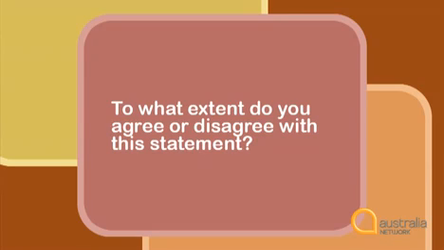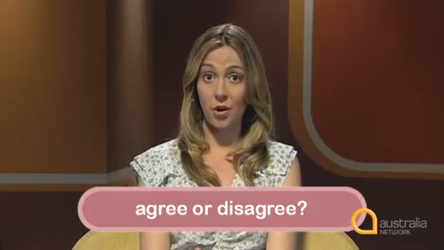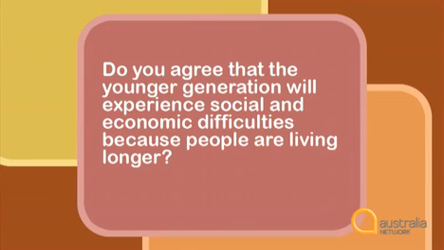The next thing to look at is the question task. To what extent do you agree or disagree with this statement? To what extent means by how much. Here you're being asked to give your opinion about the statement. You might agree with it, or you might think it is wrong. It's a good idea to reword this type of question into a yes-no question, like this. Do you agree that the younger generation will experience social and economic difficulties because people are living longer? Yes or no? You could think, yes, I agree completely, or perhaps, yes, I agree with some of this, but disagree with other parts of it.